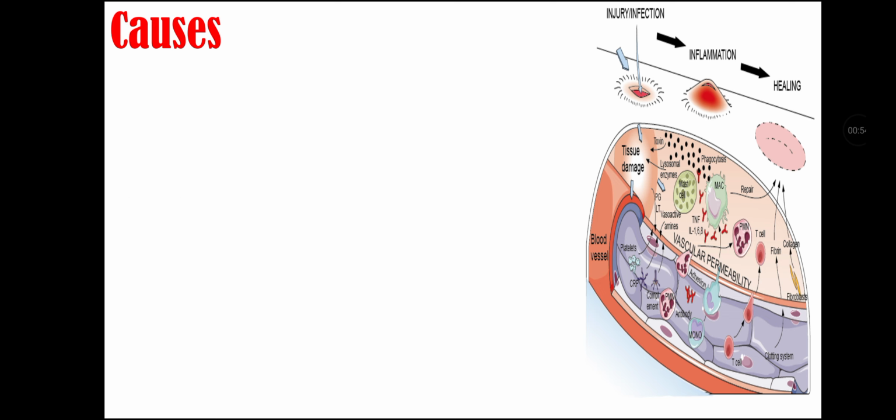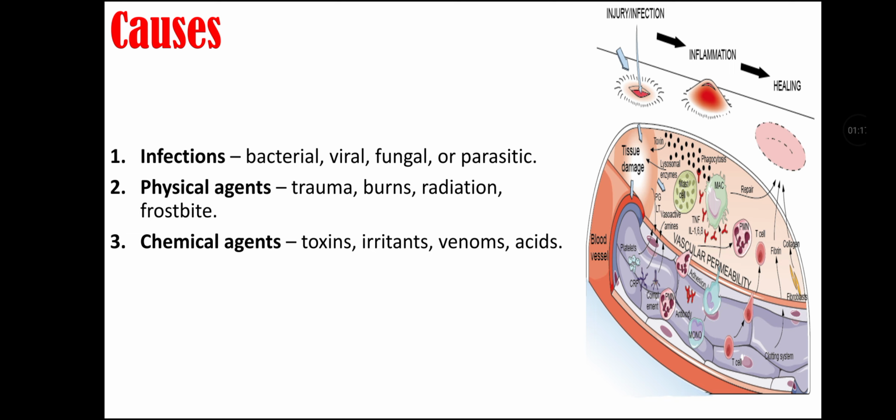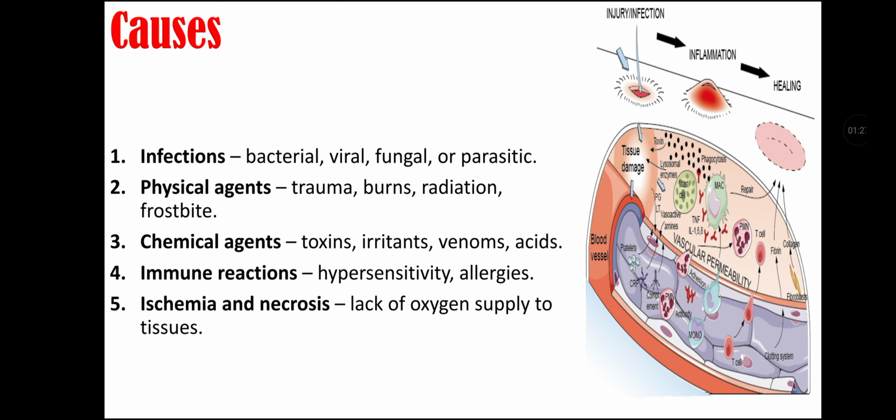Causes of acute inflammation. First is infection. That may be bacterial infection, viral infection, fungal infection, or parasitic infection. Second cause of acute inflammation may be physical agents. Agents that may include trauma, burns, radiation, or frostbite. Third cause may be chemical agents that may include toxins, irritants, venoms, and acids. Fourth cause of acute inflammation is immune reaction that may include hypersensitivity reactions and allergies. Fifth cause may be ischemia and necrosis, that is, lack of oxygen supply to the tissues.